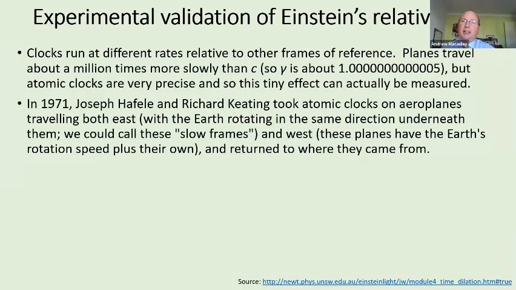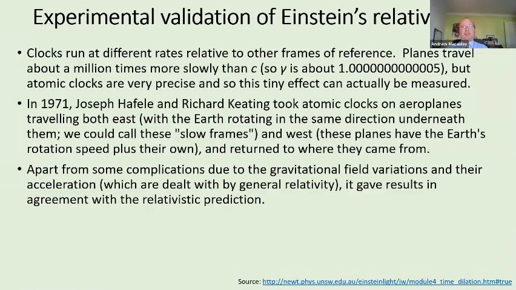Now, if you've ever flown overseas on a long distance trip, you will know that we're talking about time zones and things like that. But Hafele and Keating were actually describing relative motion. So apart from complications due to gravitational field variations and their own acceleration, which we don't deal with in HSC physics, but is covered by Einstein's theory of general relativity, it gave results in agreement with the relativistic prediction.